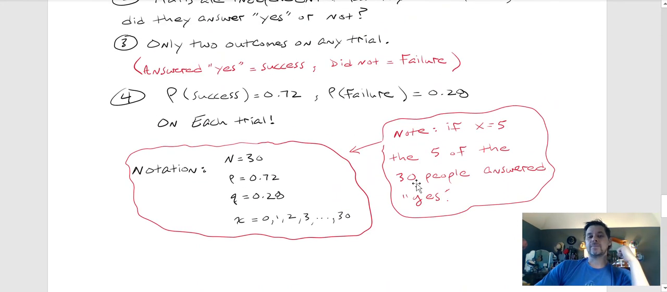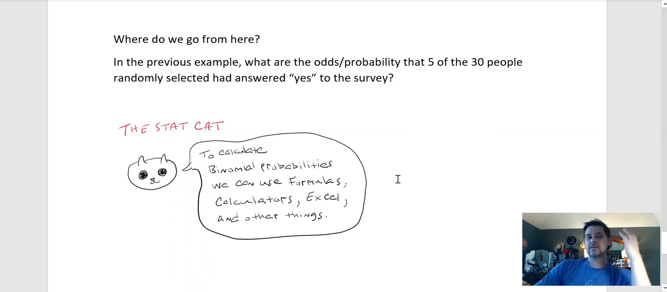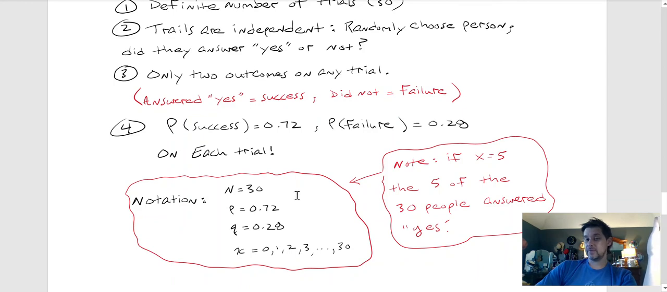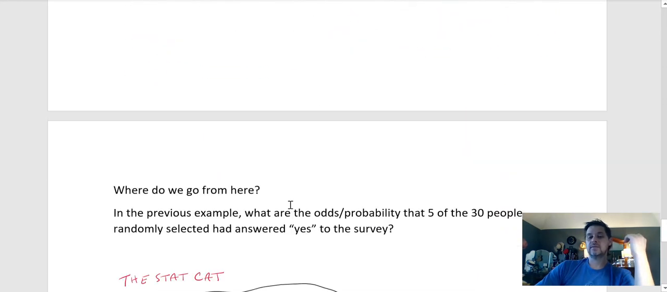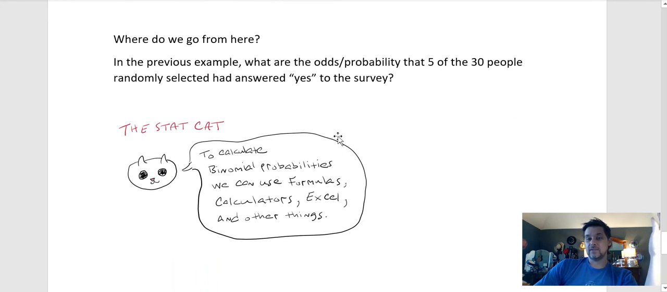Okay, anyway, now we've seen a little bit of everything. Where do we go from here? Well, think about it. I have given you the probability, as you go through this group of 30 people, that any one of them answered yes to the survey question, a 72% chance that they did. But how would you calculate the probability that 5 of the 30 people randomly selected answered yes to the survey question, or 30 out of the 30 people, or 20 out of whatever? Okay, so there are lots of ways that we can do that.